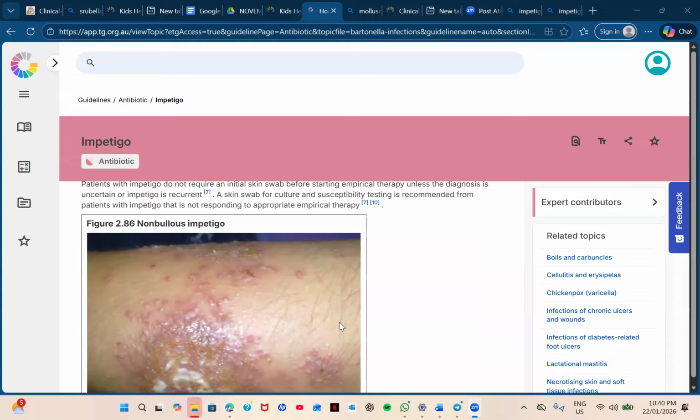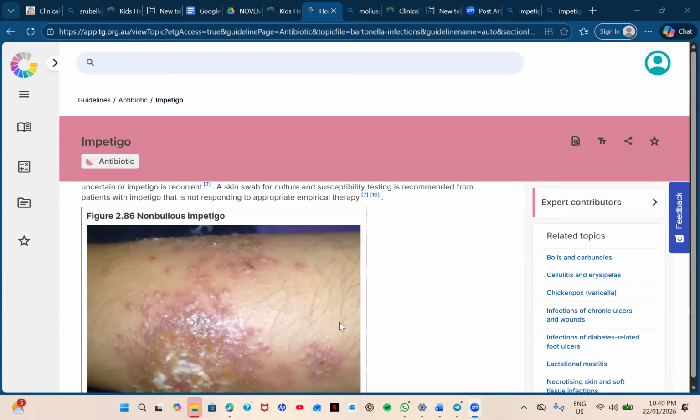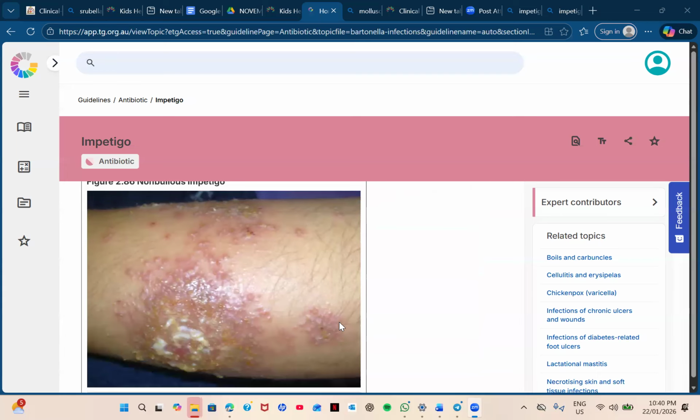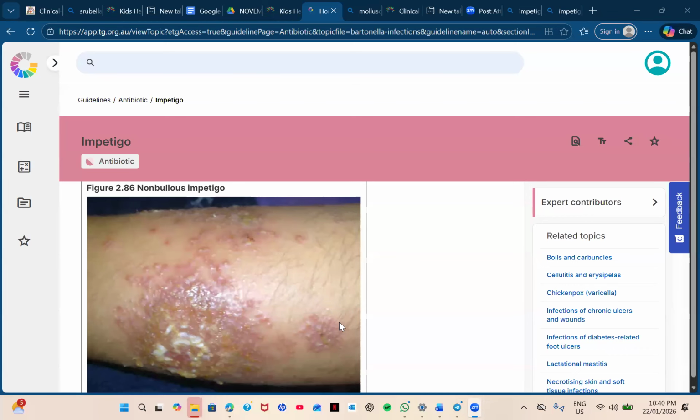Okay, so tell me, what is the treatment of impetigo? Who can tell me, what is the first line treatment? Type in the chat. It's a very high-yield part. You should know.